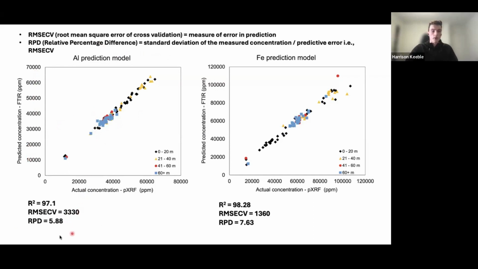And probably the more important or easy to understand one would be the relative percentage difference, or RPD, which is calculated by taking the standard deviation of the measured concentration and dividing it by the prediction error, or the RMSE-CV values. This is looking at standard deviations away from the mean. So the higher the value, the better the prediction of the model. Typically, 2 is very good results. So you can see these being close to 6 and about 7.5. They're pretty exceptional models.